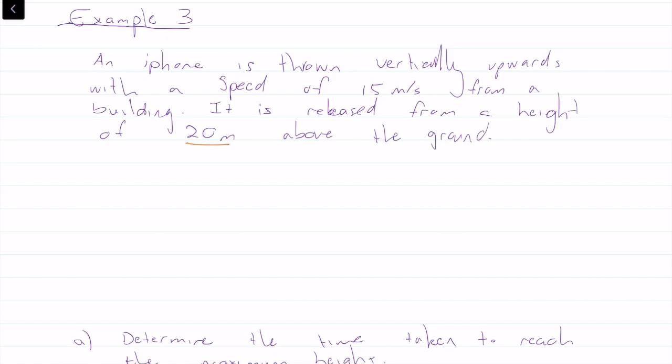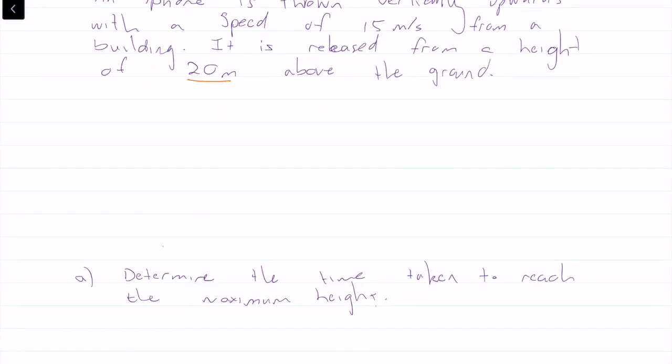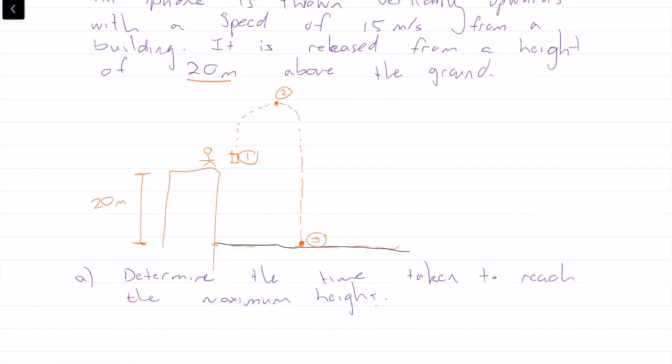Okay, with any of these questions, the first thing you want to do is just draw out a schematic of what's actually happening. So we have a building which is 20 meters high. We'll take that as the floor. Then a person throws up their iPhone upwards, it reaches the top, and it goes all the way down until it finally hits the floor. Okay, so I'm just going to label some points that I think are going to be important. That's position 1, right at the top is position 2, and finally when it hits the ground is position 3.